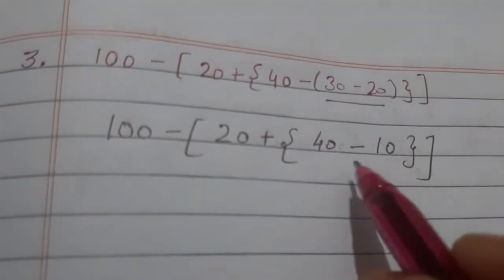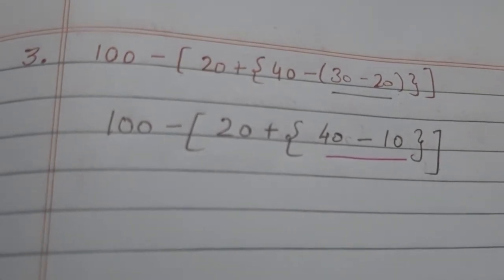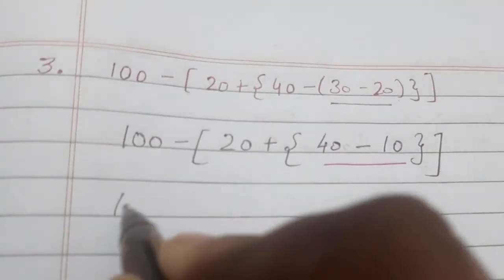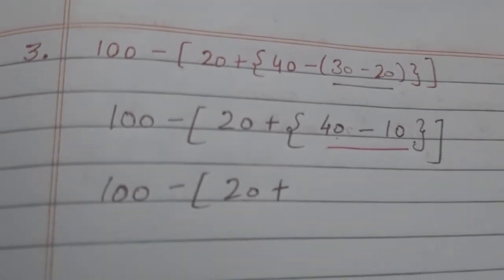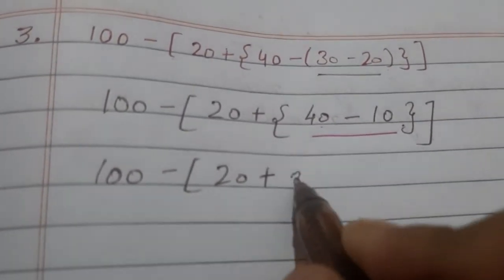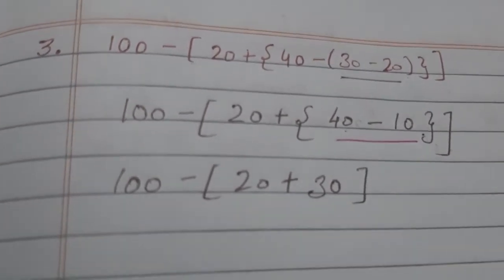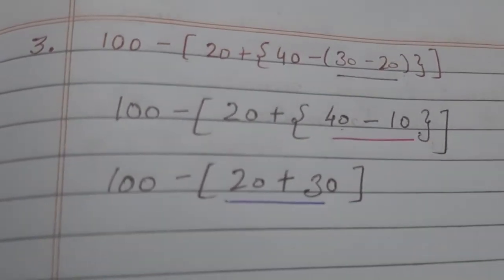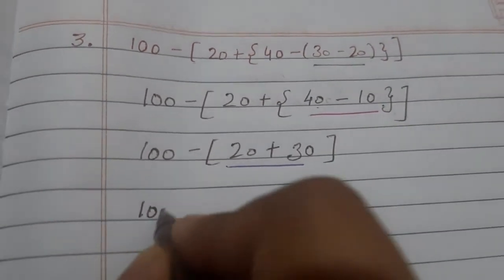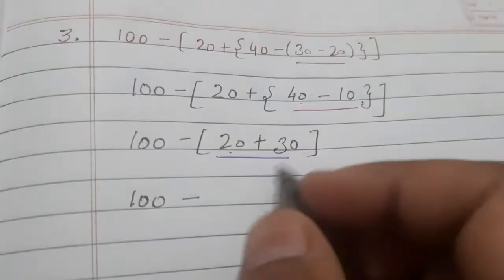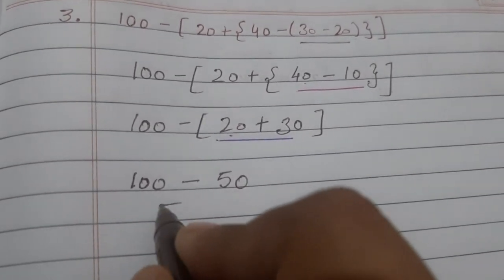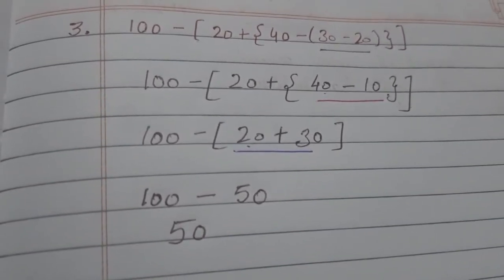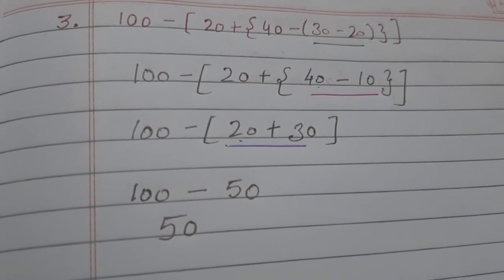Again the next step you will solve the next bracket, that is 40 minus 10. So rest all the numbers you will write down as it is, plus 40 minus 10, it will come out to be 30. Now the next step, you will solve this bracket. 100 minus 20 plus 30, that is 50. So 100 minus 50 will come out to be 50 here. I hope you understand this question. Let us do one more question here.